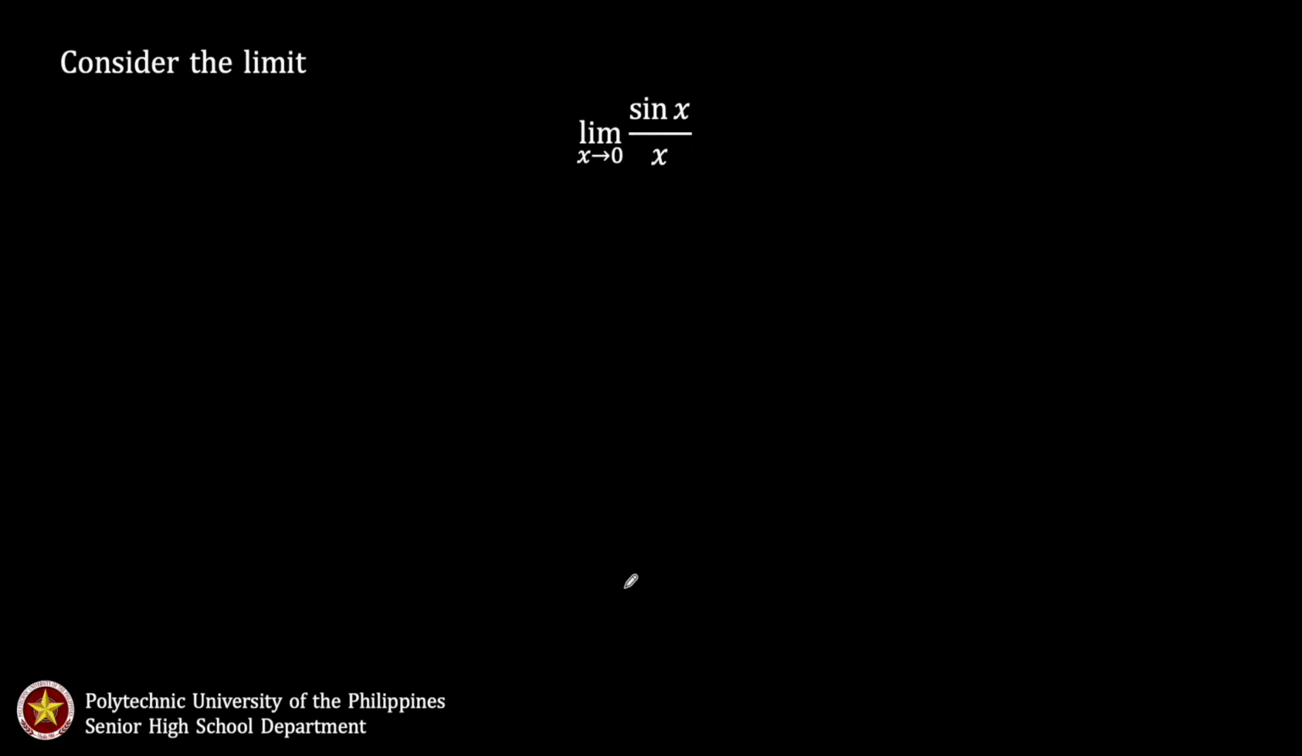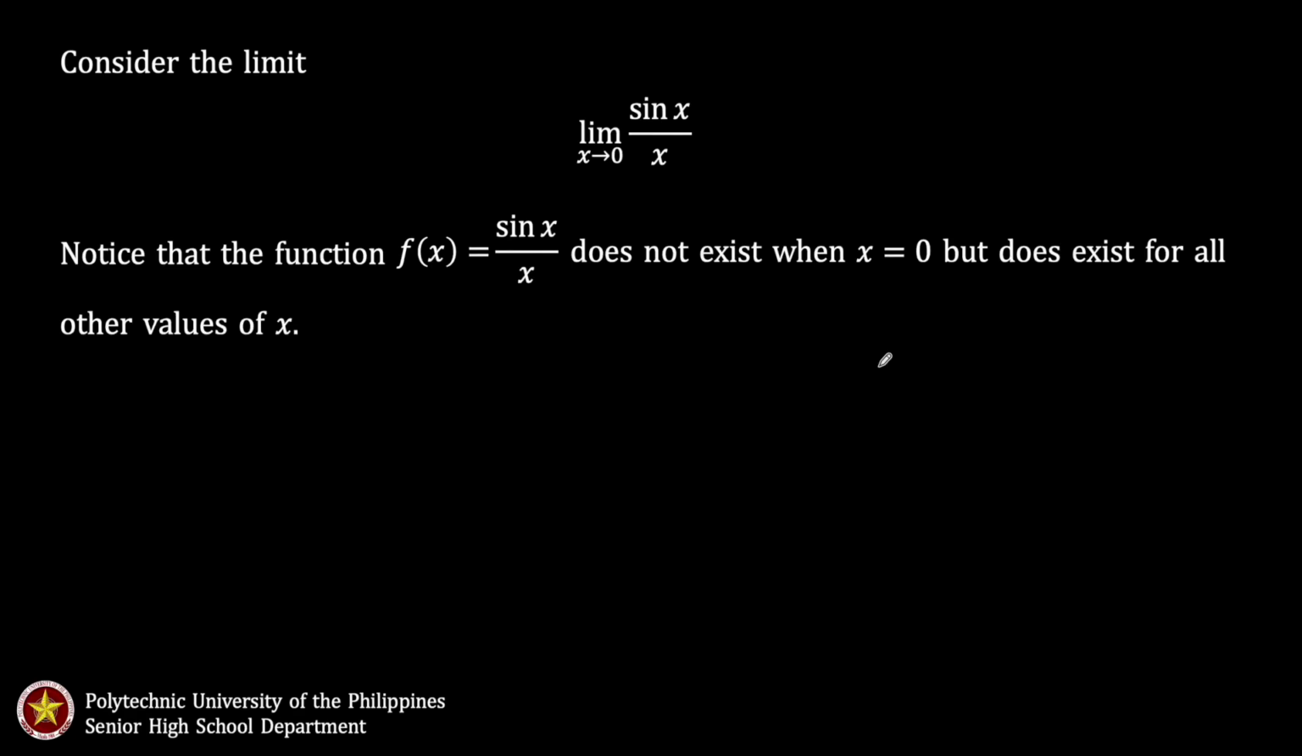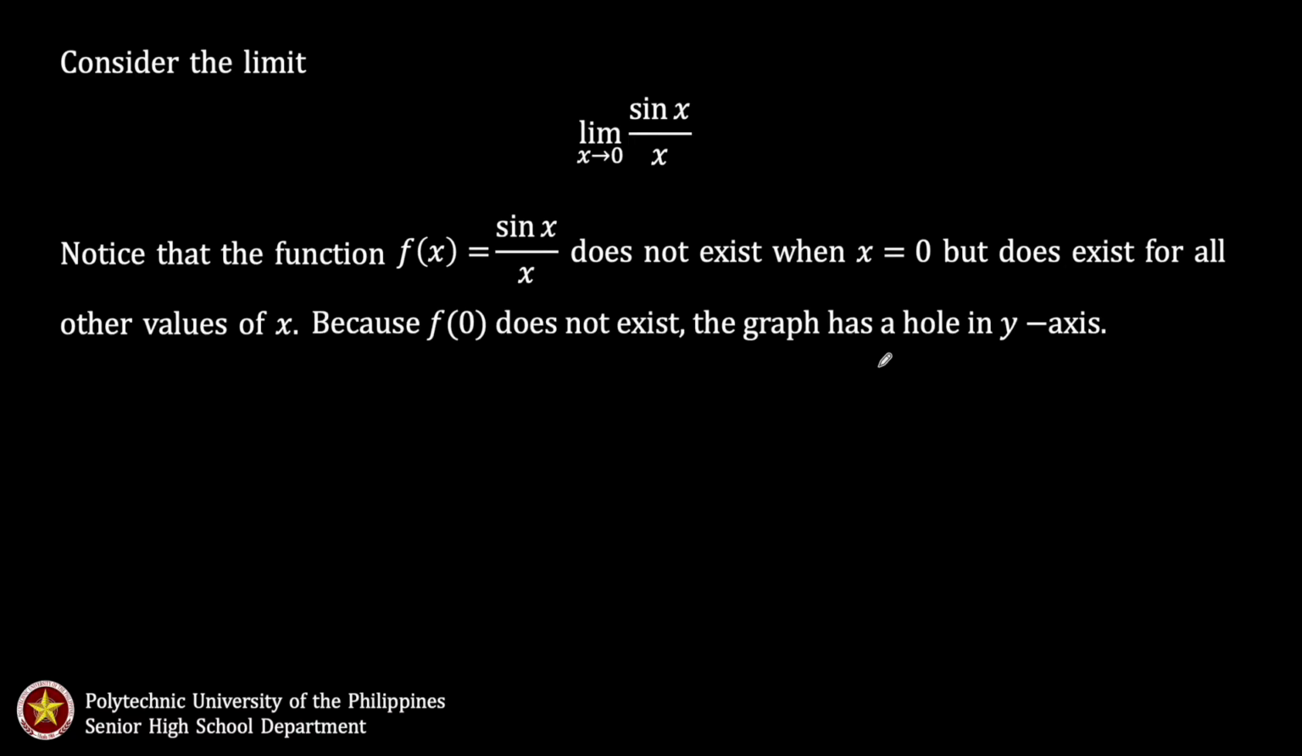In this video, we're going to talk about the behavior of the limit of sine x over x as x approaching to 0. Let's go! Notice that the function f of x, which is sine x over x, does not exist when x is 0, but does exist for all other values of x. Because f of 0 does not exist, the graph has a hole in y-axis.